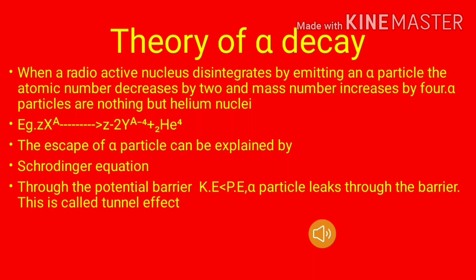Uranium disintegrates into thorium. Alpha particle is emitted. Alpha particle is nothing but helium nuclei. When a radioactive element emits alpha particle, atomic number decreases by 2 and mass number decreases by 4. It can be explained on the basis of Schrodinger equation.